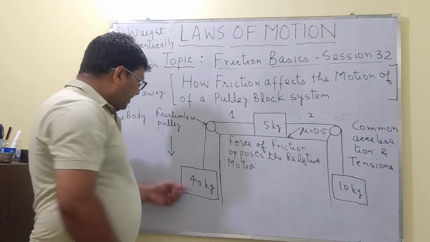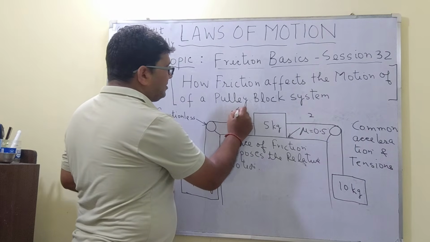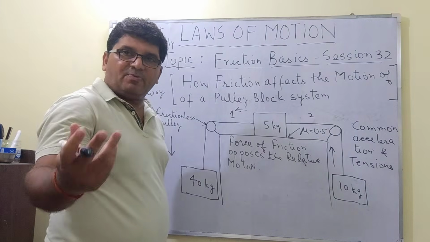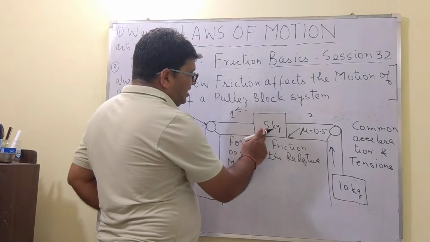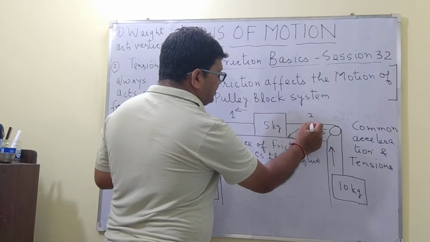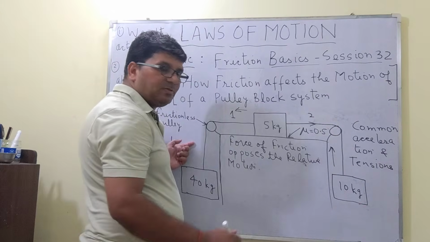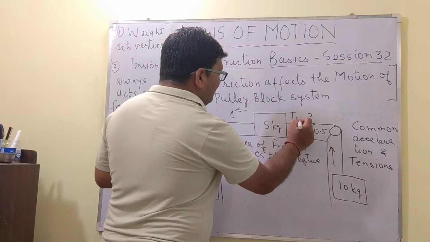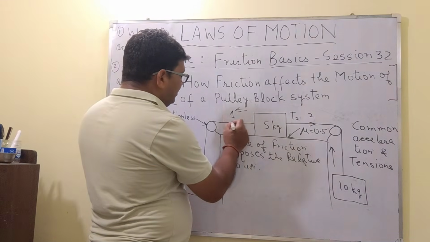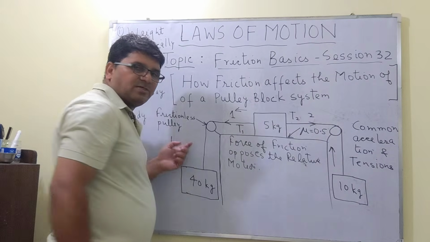So if the 40 kg block is moving downward, this 5 kg block will be moving in this direction and this block will move in the upper direction. Now the tension acts away from the body. So for the 5 kg block, let us say the tension in this string is T2. Since it is acting away from the body, it will act this way, let's say it is T2. Similarly, let's say the tension in this string is T1. So it will act in this direction, that is away from the body, for the 5 kg block.